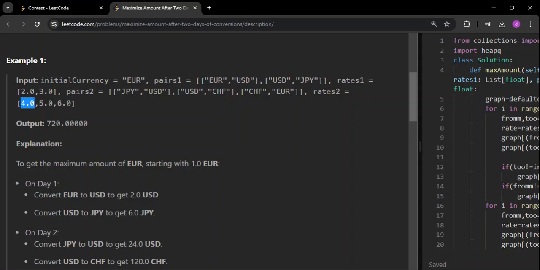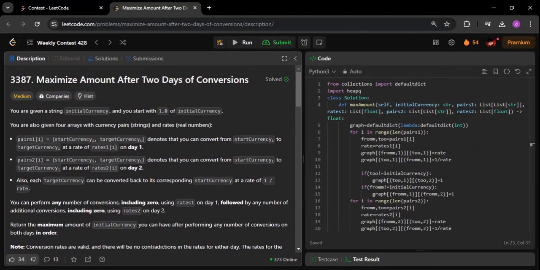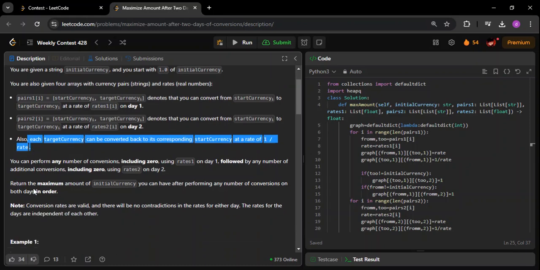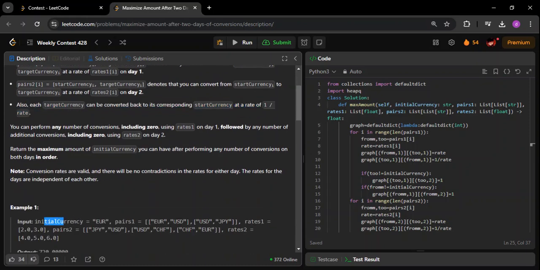But the reverse is also true. Let us say you have a US dollar and you want to convert to a Japanese dollar, then the rate will be 1 divided by 4. That will be the conversion rate in that case. So that also is possible. That's what they're trying to tell you. And remember, one thing is very clear: whichever is the starting currency, the initial currency, you'll have to return the answer in terms of that only. As simple as that.